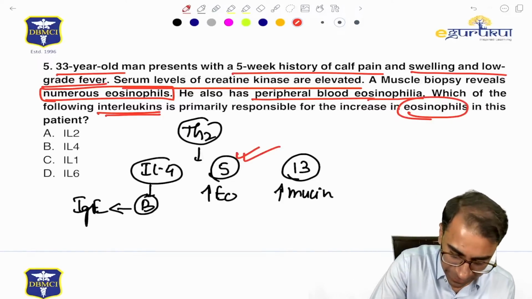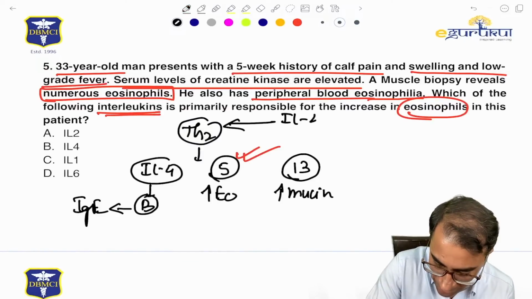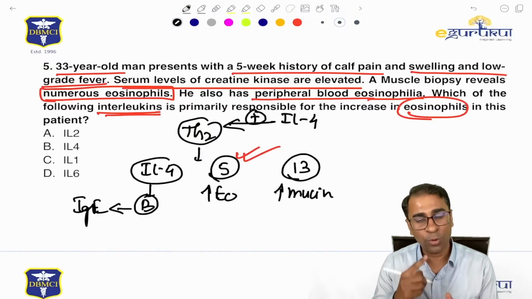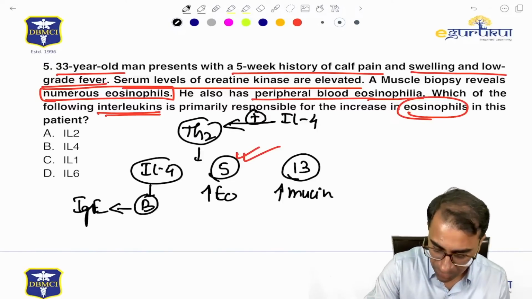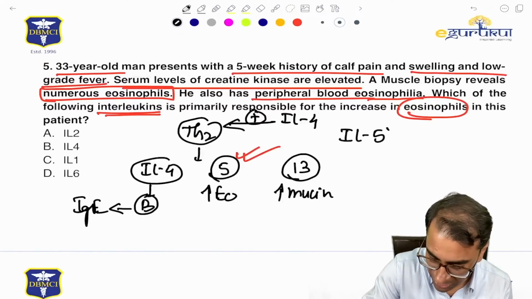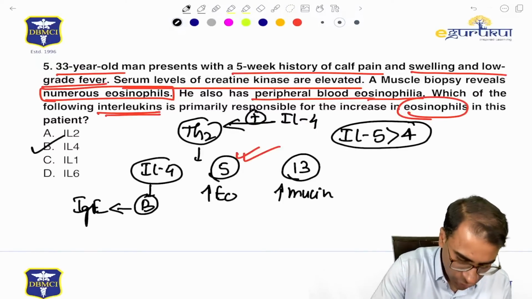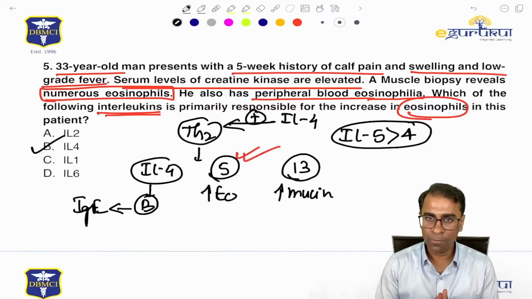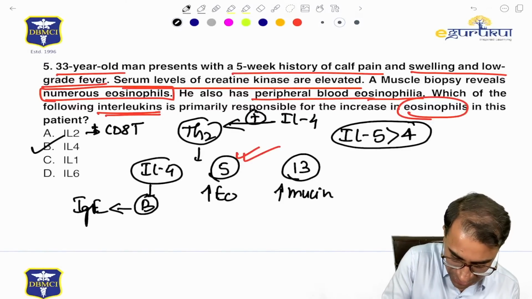Then you must see who will stimulate TH2. Actually, IL-4 is the one which stimulates TH2. Because IL-5 is not in the option, I would choose IL-4. However, if the options had IL-5, it is a better answer than IL-4, but because IL-5 is not in the option, I'll choose IL-4. अब clear हुआ? चलो. Remember, IL-2 will activate CD8 T cells.